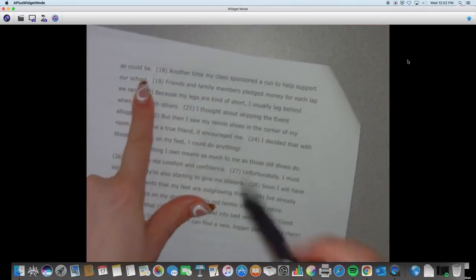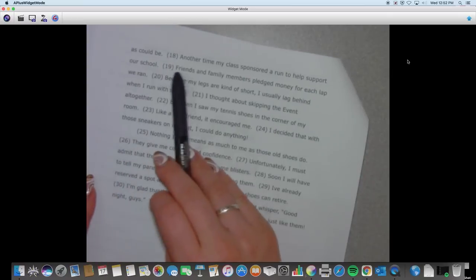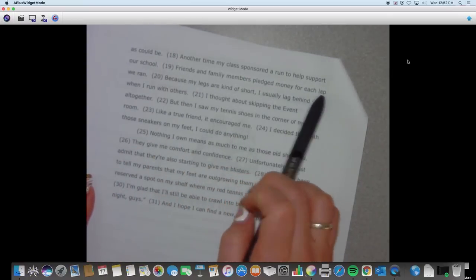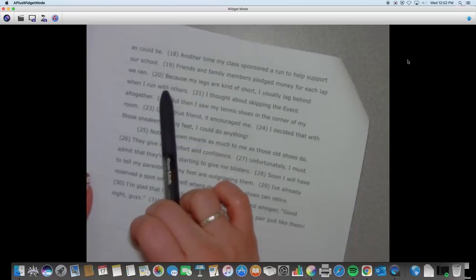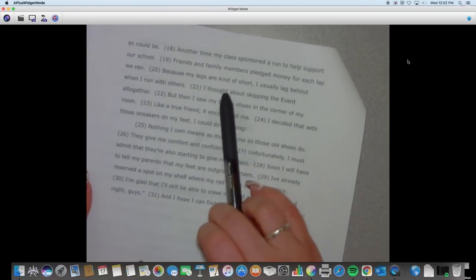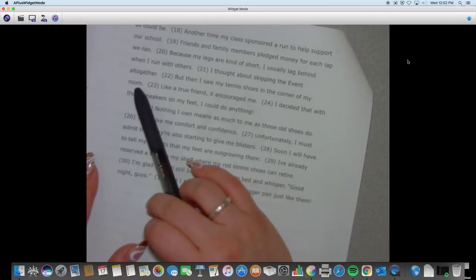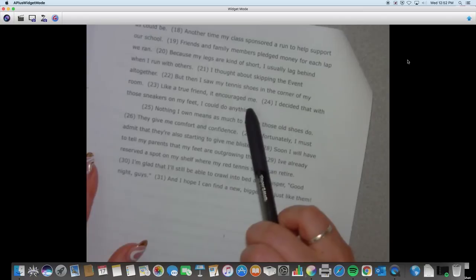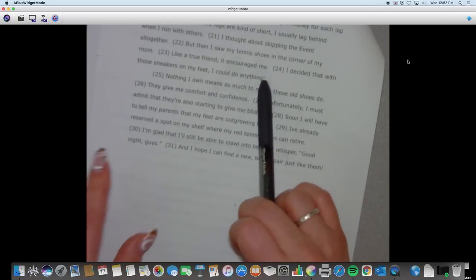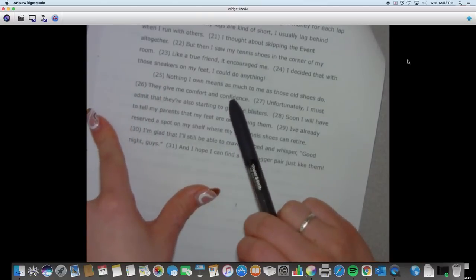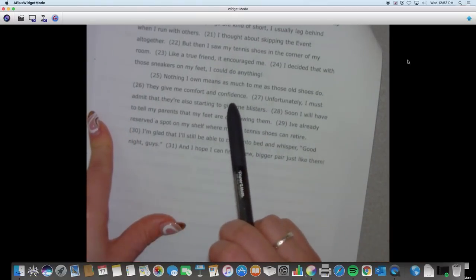Another time, my class sponsored a run to help support our school. Friends and family members pledged money for each lap we ran. Because my legs are kind of short, I usually lag behind when I run with others. I thought about skipping the event altogether, but then I saw my tennis shoes in the corner of my room. Like a true friend, it encouraged me. I decided that with those sneakers on my feet, I could do anything. Nothing I own means as much to me as those old shoes do. They give me comfort and confidence.